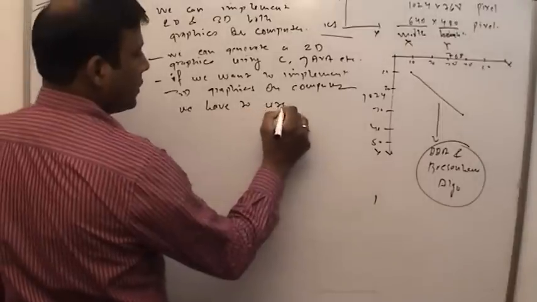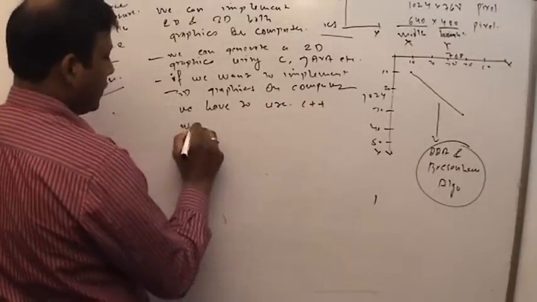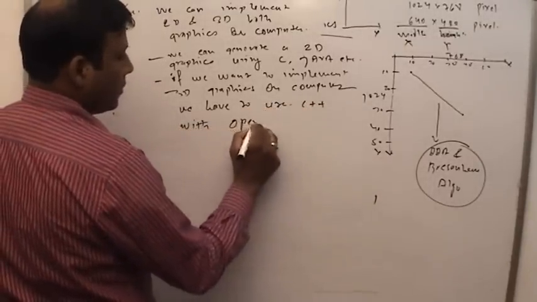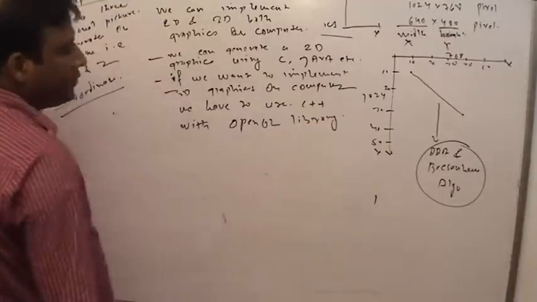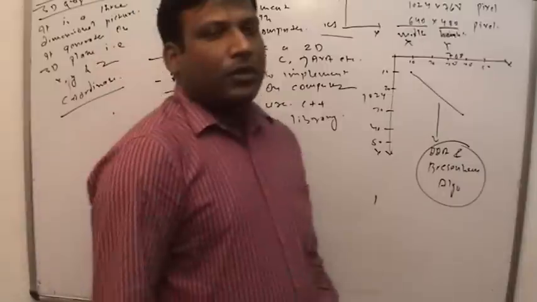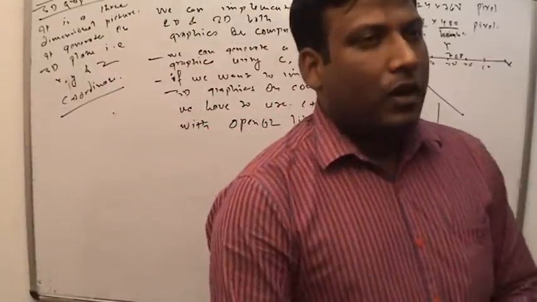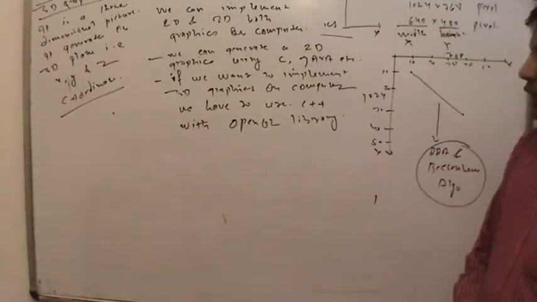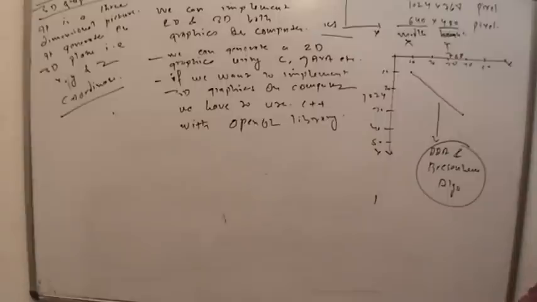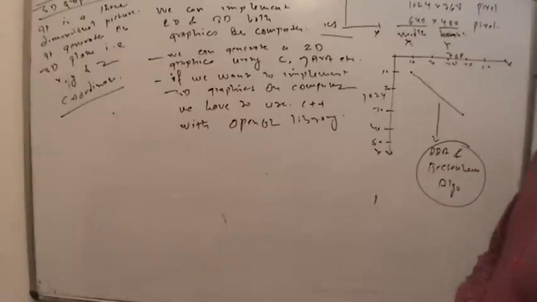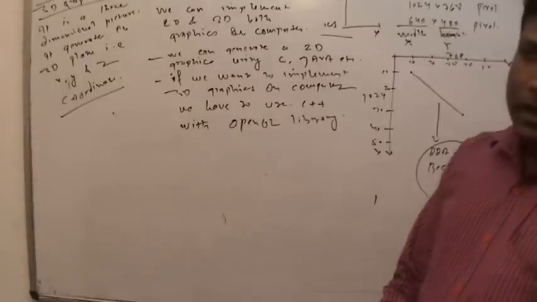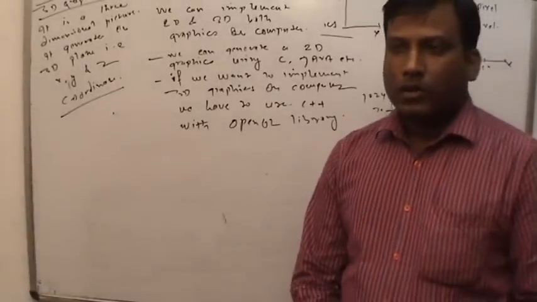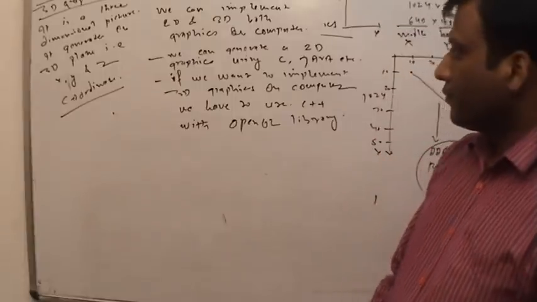We have to use C++ with the OpenGL library. Without the OpenGL library, we cannot draw 3D graphics on computers. If we want to implement 3D graphics on computers, we have to implement OpenGL with C++. And without the OpenGL graphics library, you can only draw 2D graphics on your computer.